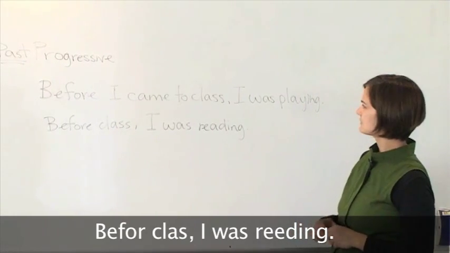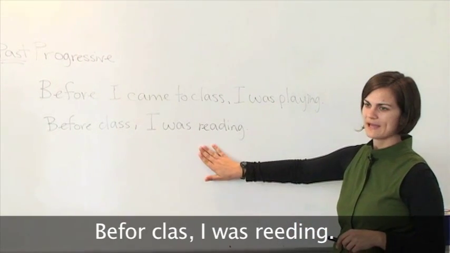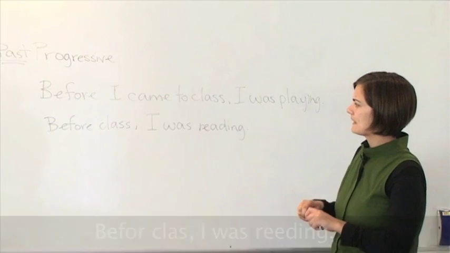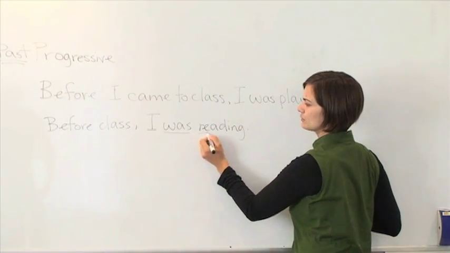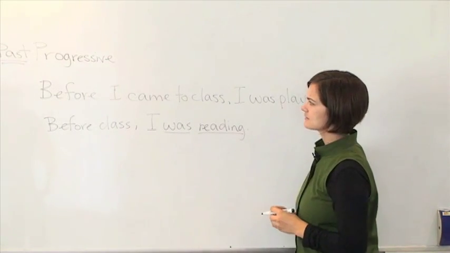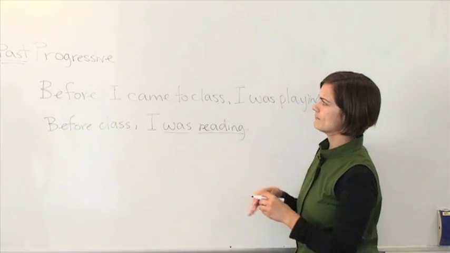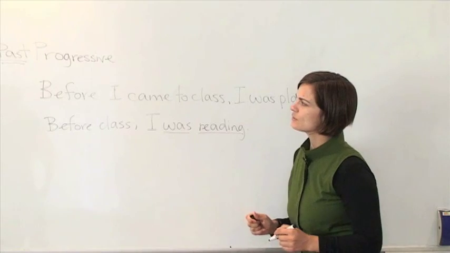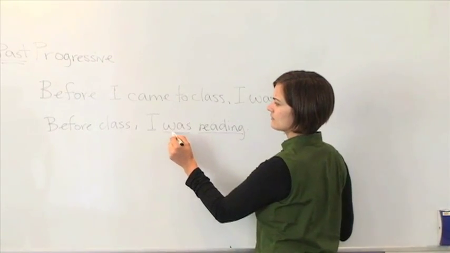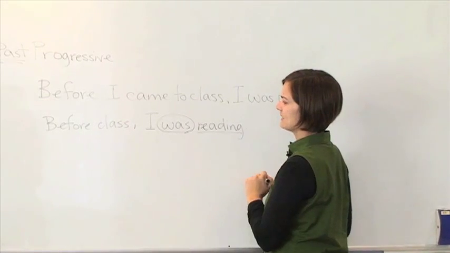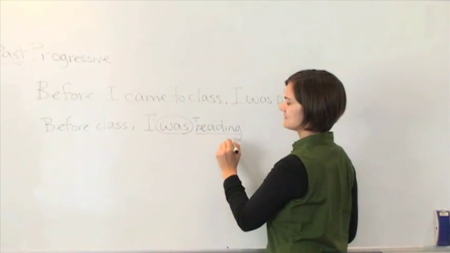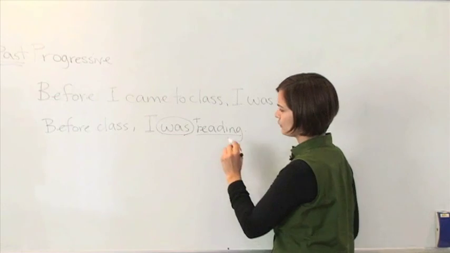I'm going to show you this. This is using the past progressive. And I'm going to show you why. Was reading. That is the way that we form the past progressive. So again, we've got, right? The verb to be in the past form, plus reading, the verb read plus ing.